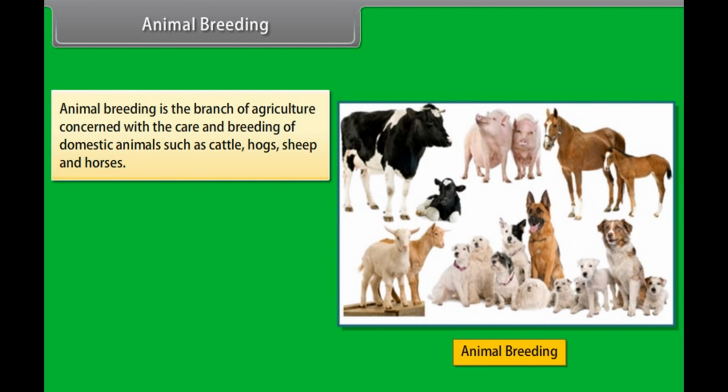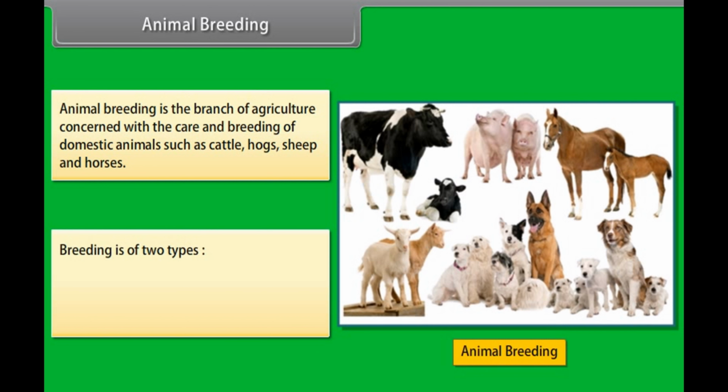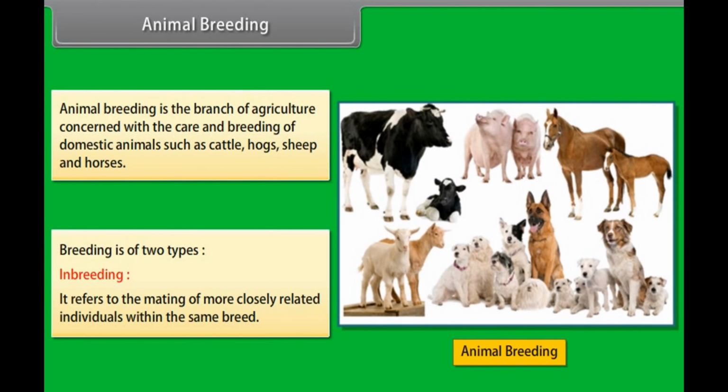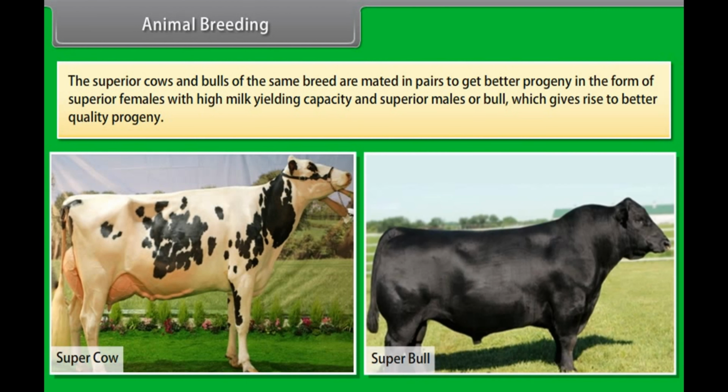Animal breeding. Animal breeding is the branch of agriculture concerned with the care and breeding of domestic animals such as cattle, hogs, sheep and horses. Breeding is of two types. Inbreeding. It refers to the mating of more closely related individuals within the same breed. The superior cows and bulls of the same breed are mated in pairs to get better progeny in the form of superior females with high milk yielding capacity and superior males or bulls, which give rise to better quality progeny.